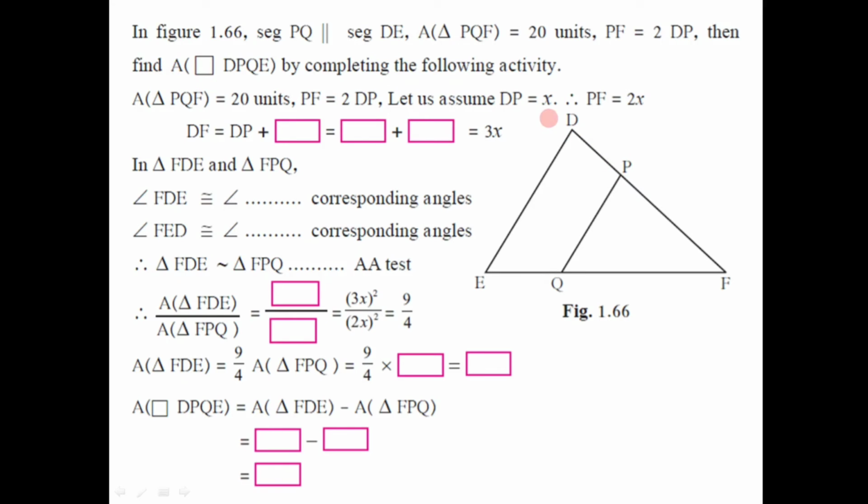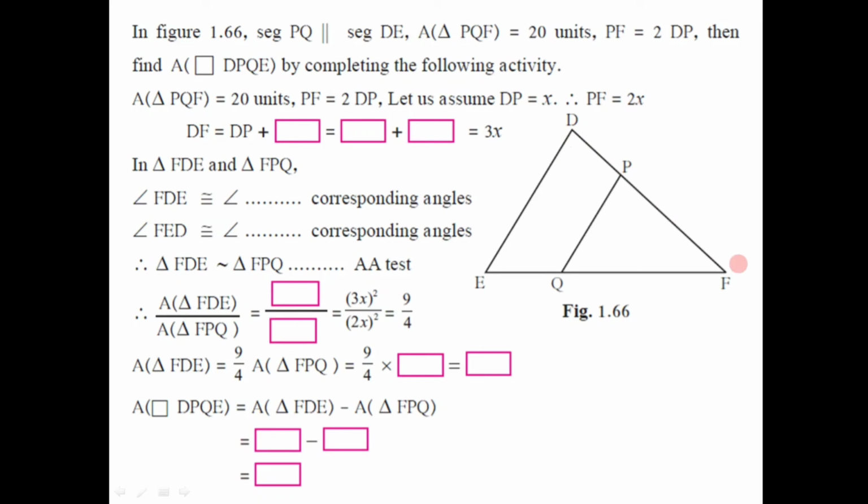Then we have to find the area of DPQE by completing this activity. So here the activity starts with the area of triangle PQF, which is given to be 20 square units, and PF is equal to 2 into DP. So let us assume that the length of segment DP is x. So if DP is x, PF must be 2 into x, that's 2x.